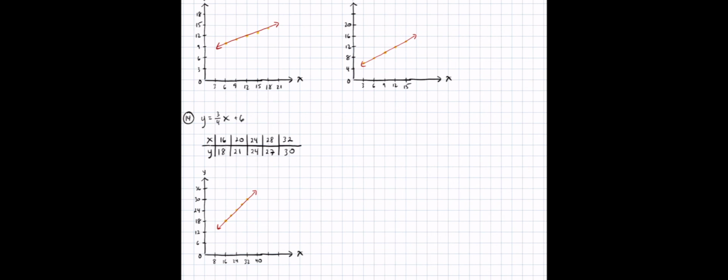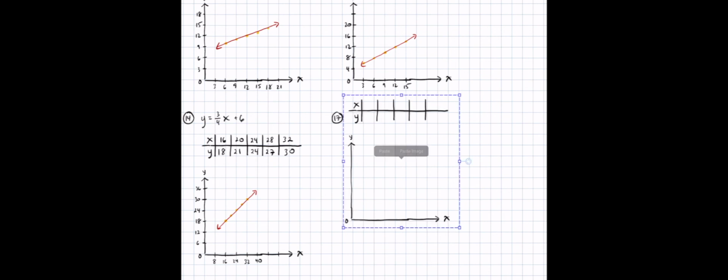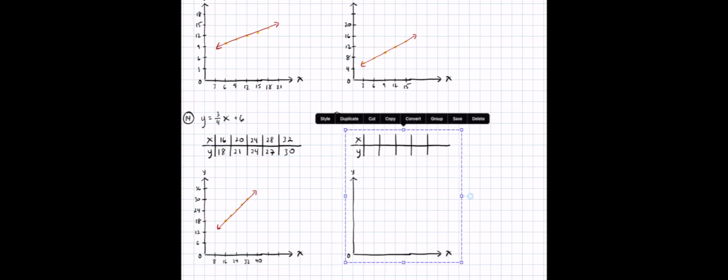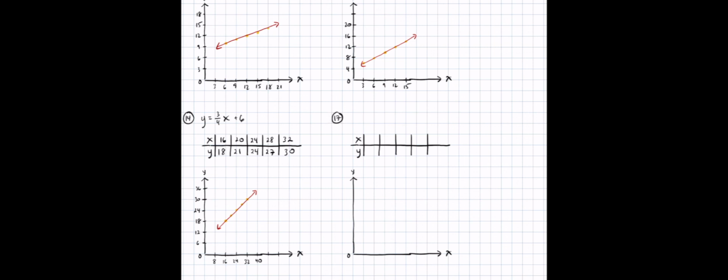Let's try another, 17. Oops, I forgot to write the equation. I'll write that in a moment. What's our equation for 17? Y is equal to 1/2 x minus 3. And so let's go 6, 8, 10, 12, and 14.